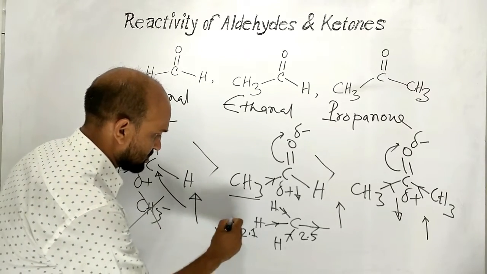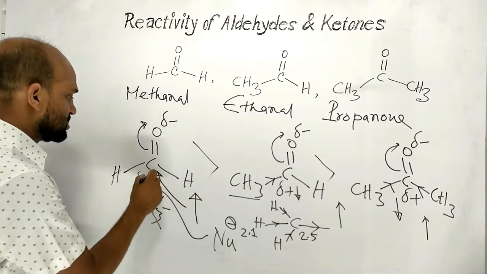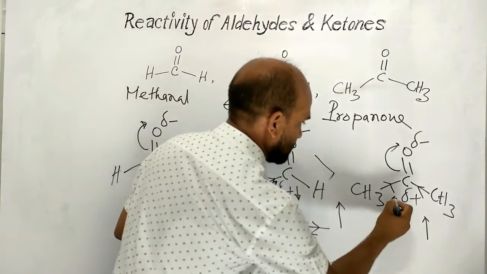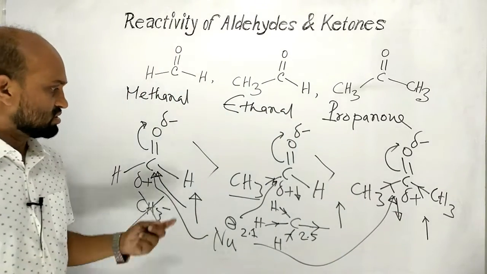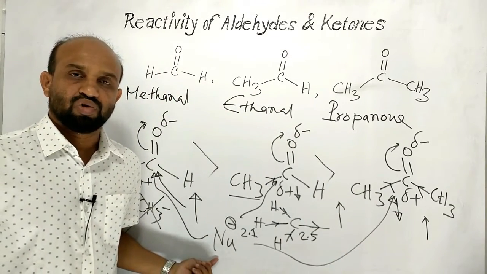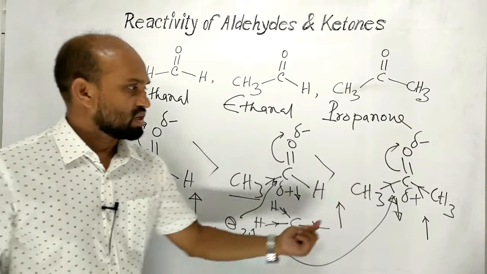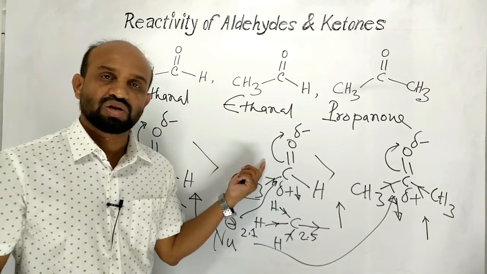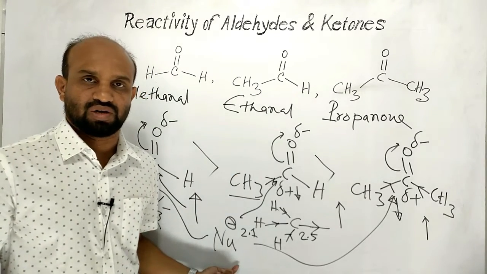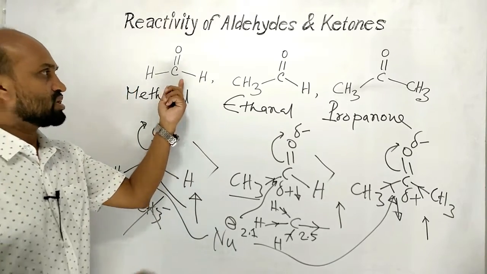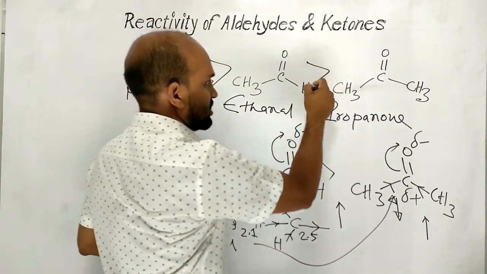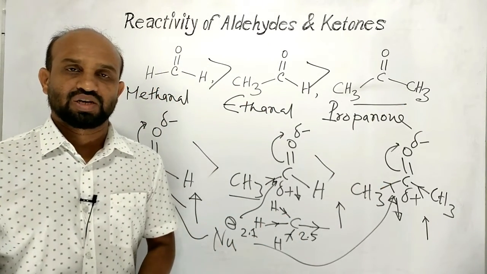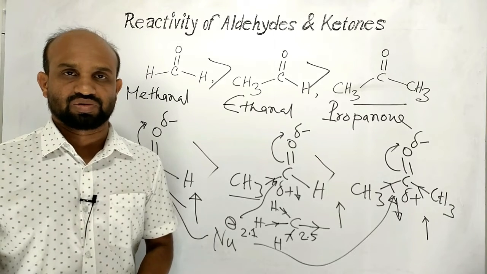Here nucleophile will attack this carbonyl carbon very easily, then this carbonyl carbon, and then this carbonyl carbon. That is, this compound is more responsive towards nucleophile and this is less responsive to nucleophile, and this is moderately responsive towards nucleophile. So we can say that methanol is more reactive, then ethanol, and then propanone. This is all about reactivity of aldehydes and ketones.